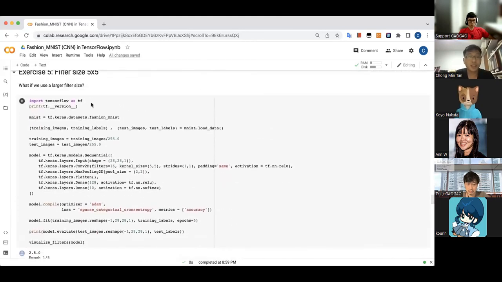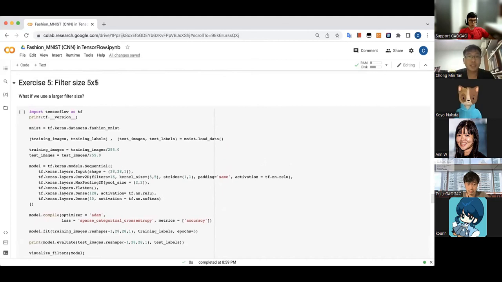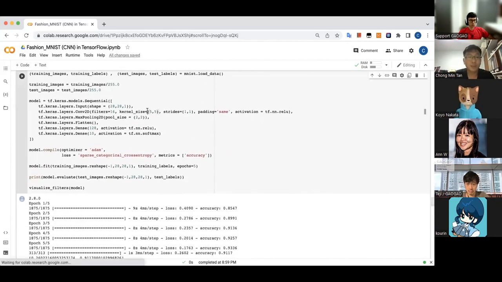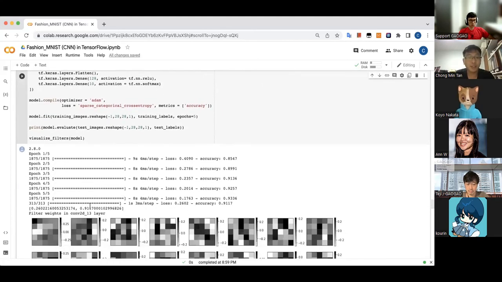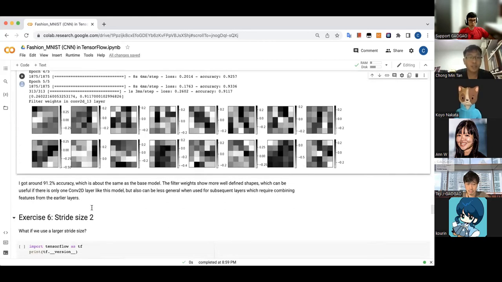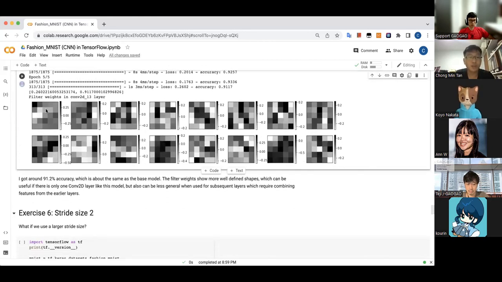So then I experiment. What if we use a larger filter size, like 5 by 5? Here we change to 5 by 5. And then actually it got 91.2. It didn't really work out that well. But you can see 5 by 5, interestingly, can capture more complex shapes. You can capture diagonal lines here. You can capture some lines here. But for this use case of simple Fashion MNIST, 5 by 5 didn't really help out much.